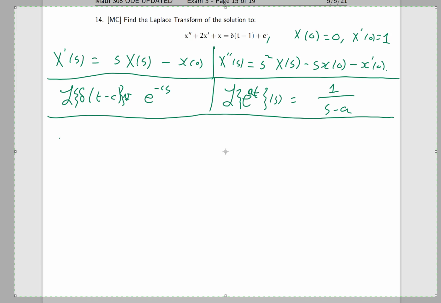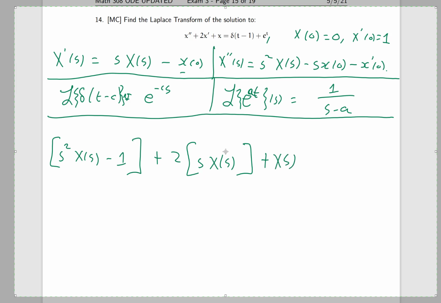Now, the Laplace transform of the left-hand side. The Laplace transform of x double prime is s squared x of s minus s times x of 0, but x of 0 is 0, and then minus x prime of 0, so that's minus 1. Plus 2 times the Laplace transform of x prime, which is s x of s minus x of 0, but x of 0 is 0, plus the Laplace transform of x. And then on the right-hand side, the Laplace transform of delta of t minus 1 is just e to the minus s, and the Laplace transform of e to the t is 1 over s minus 1.